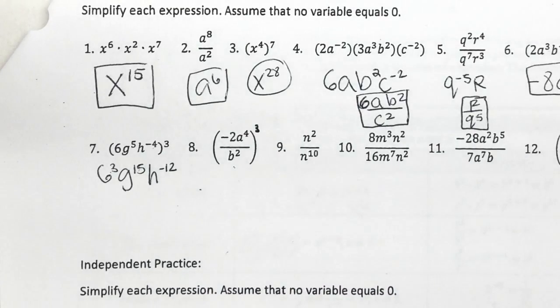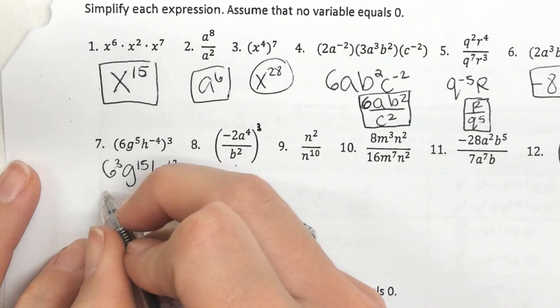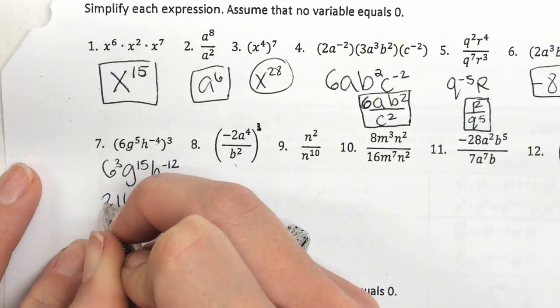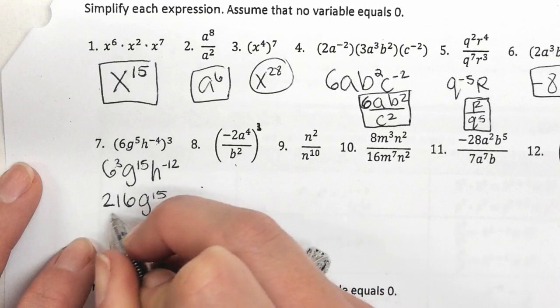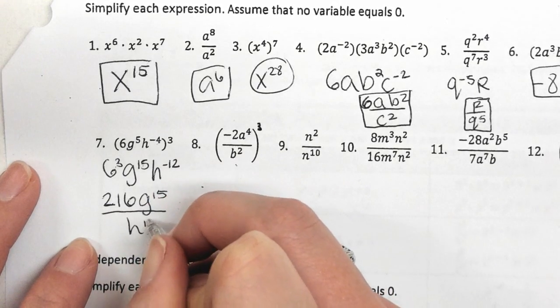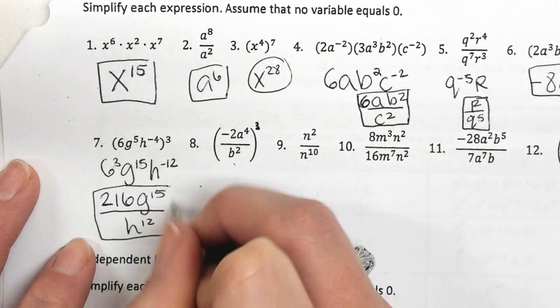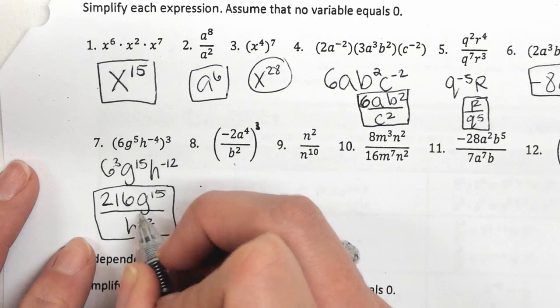Alright. I don't want you to leave it as 6 to the 3rd power. So tell me what that number is going to be. 216. Good. So 216. What else can stay on top? What has to move to the bottom? Good. Everybody see how I got 216?